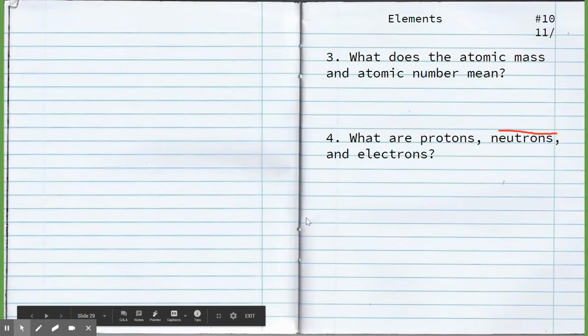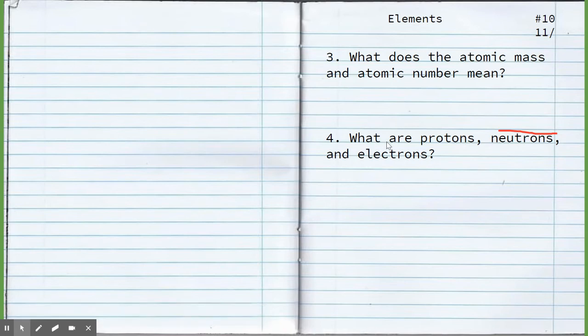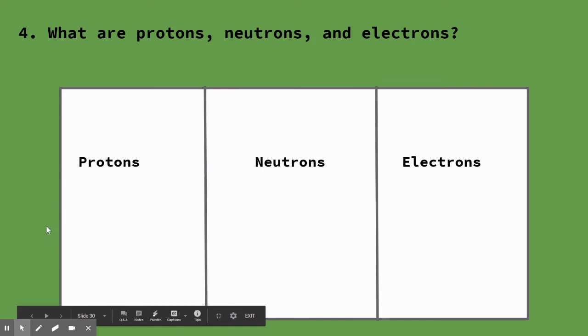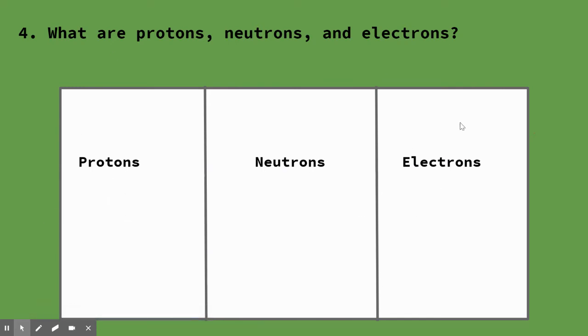So now question number 4. What are protons, neutrons, and electrons? So we know their charge and we know how we calculate them, but what exactly are they? So this is going to be a foldable for you. And I put protons, neutrons, electrons on the outside. And then you'll see where it says open flap. So it'll be a 3 flap that you'll cut.